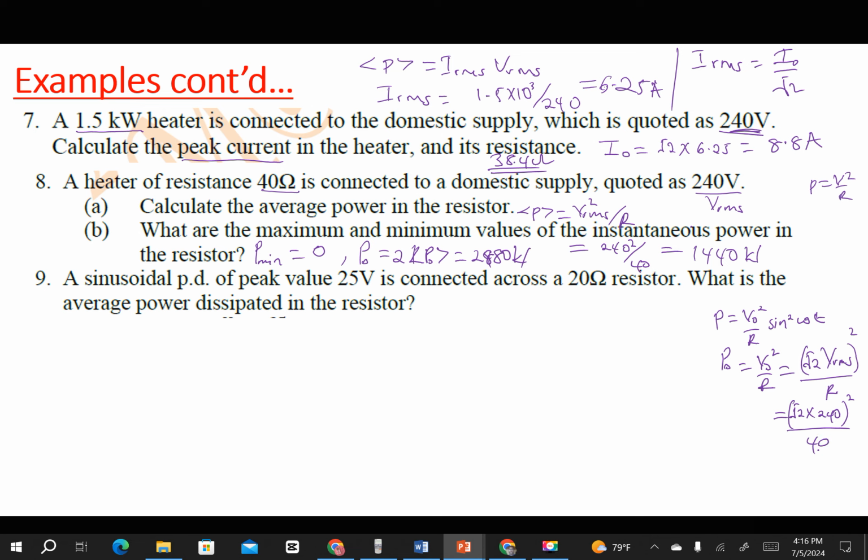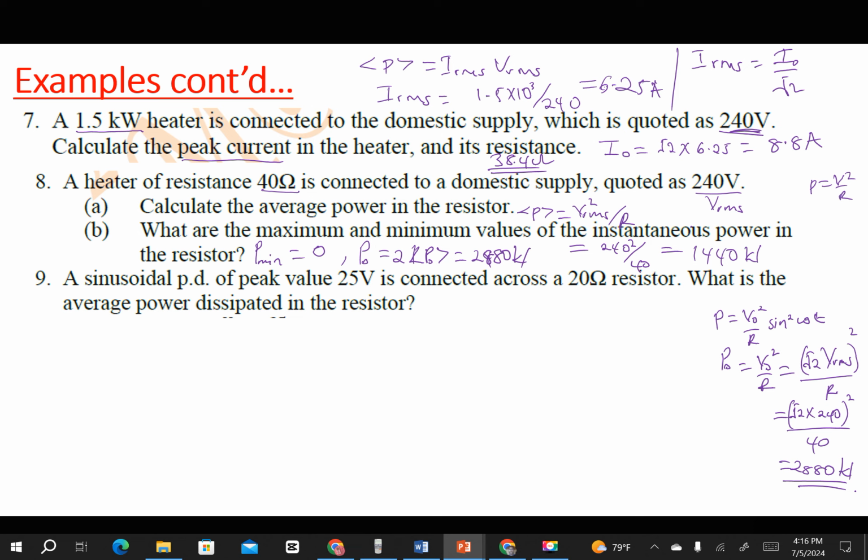So I can press my calculator. I have root of 2 times 240. Then I square that and I divide this by 40. So this gives me 2,880 watts. So any other formula, as long as you use it carefully, you will arrive at that correct answer.